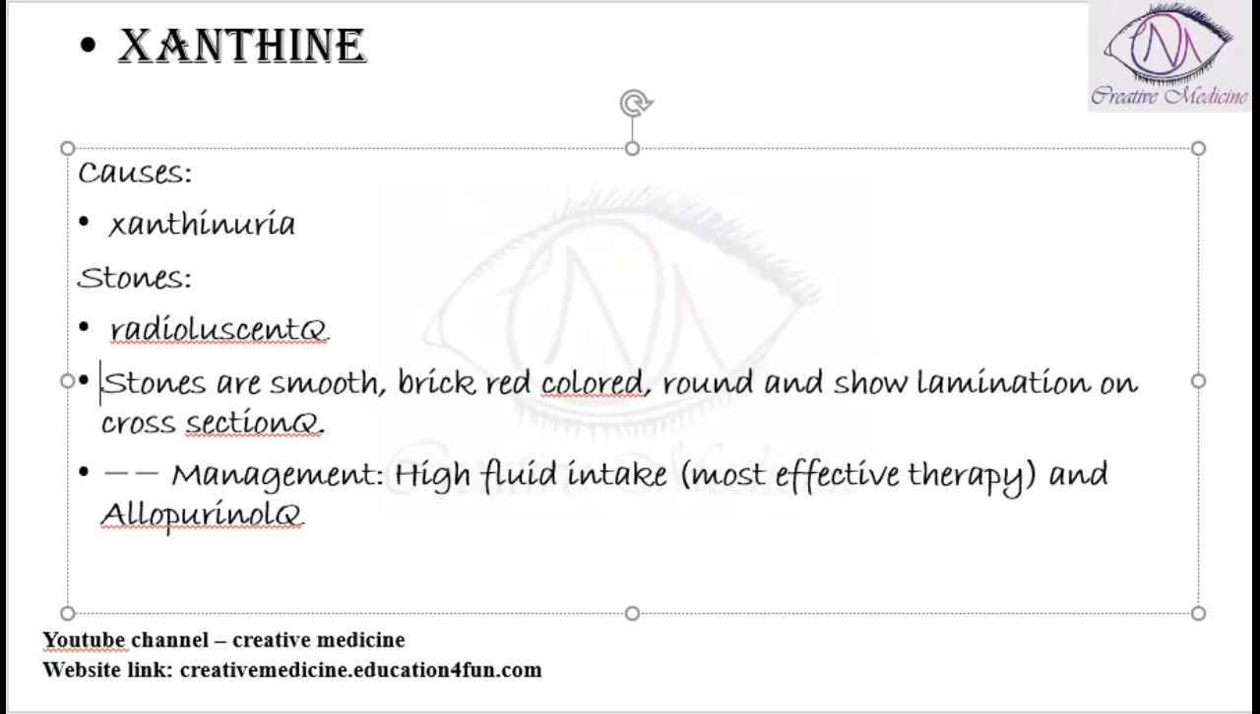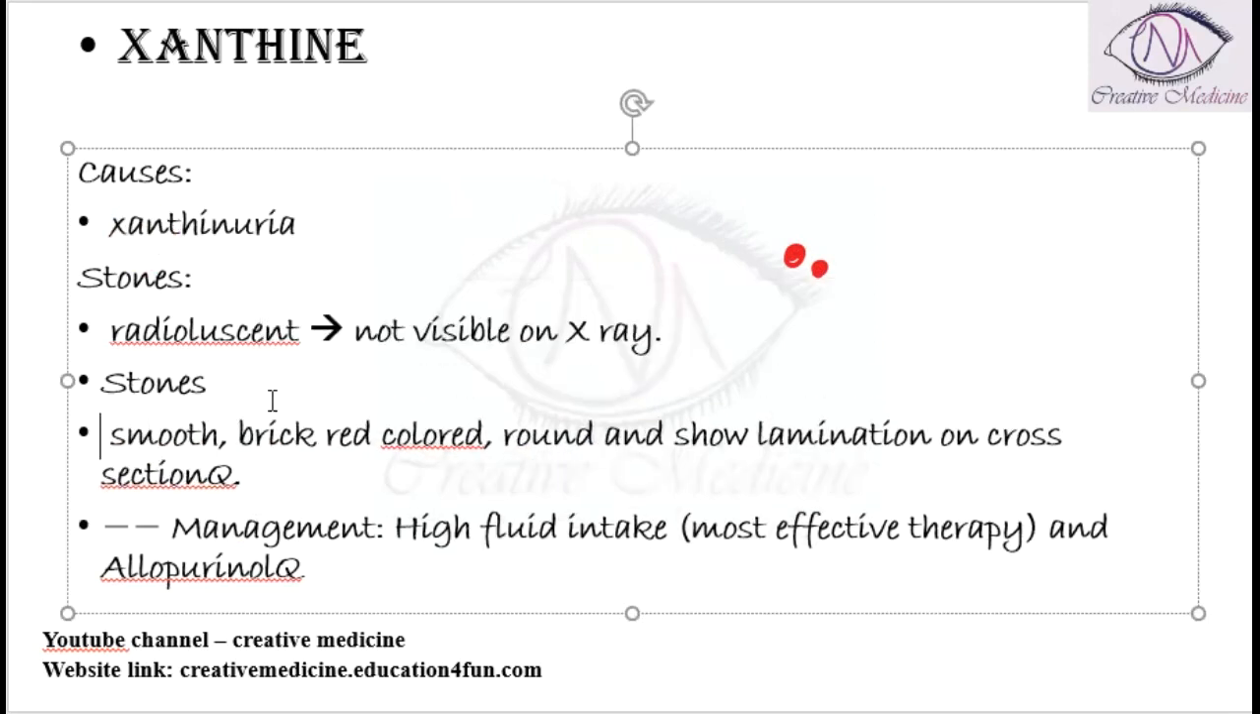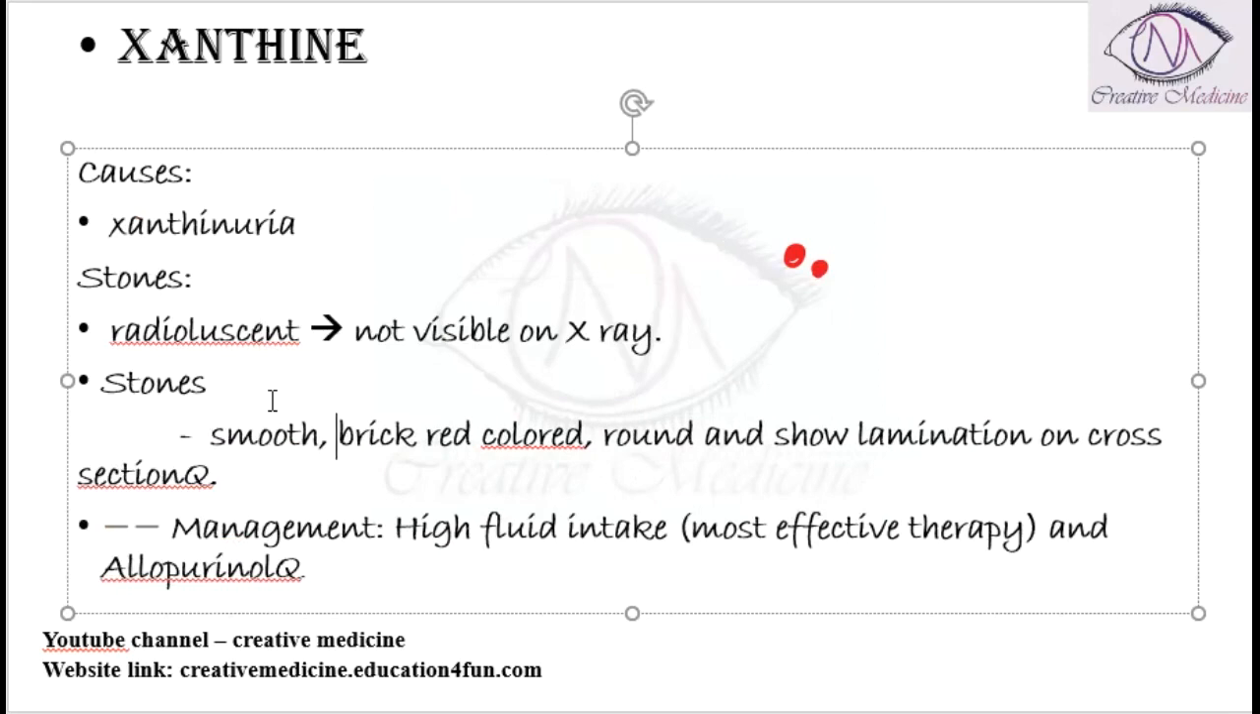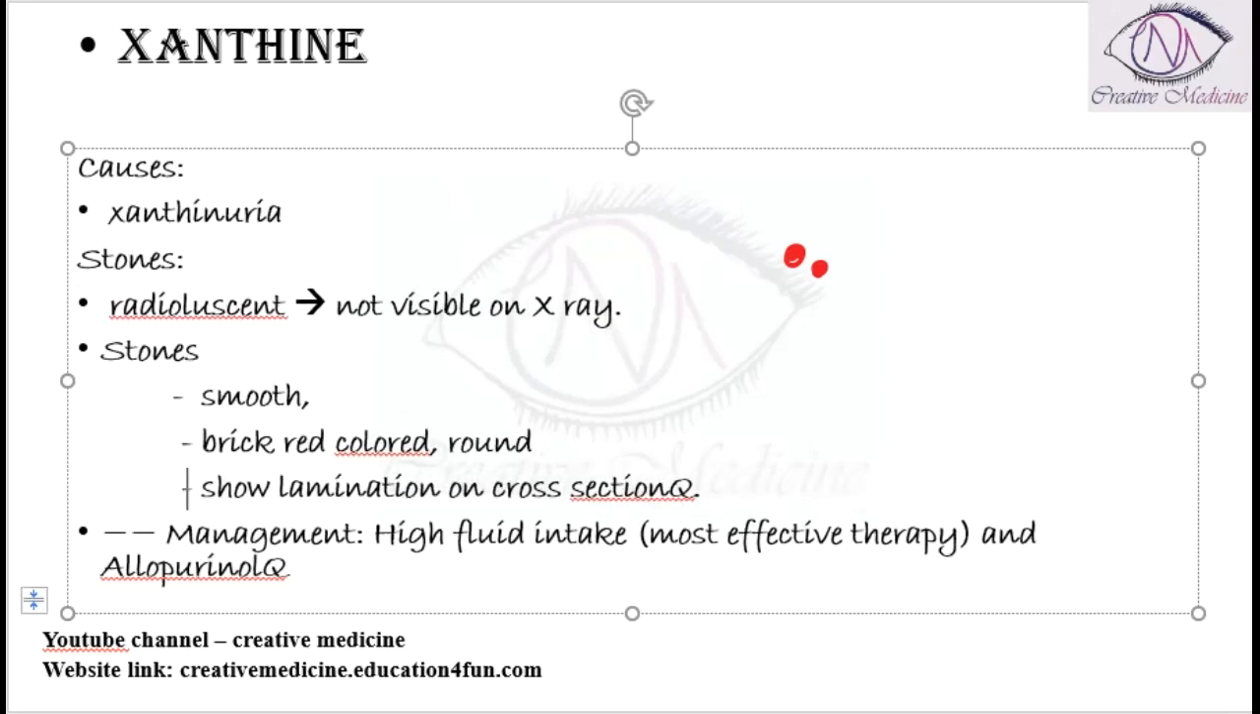These xanthine stones are radiolucent. Radiolucent means they are not visible on x-rays. The stones are smooth, brick red, and round in color, and they are also radiolucent. And they show lamination on cross section.